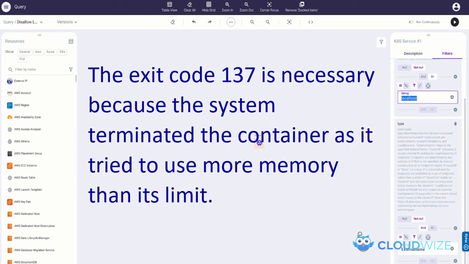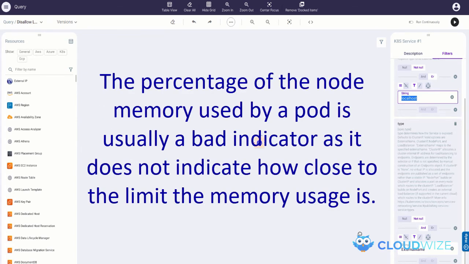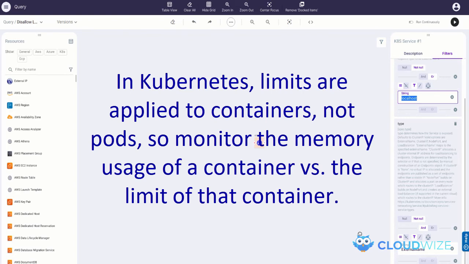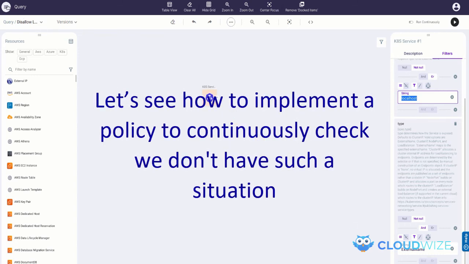The exit code 137 is necessary because the system terminated the container as it tried to use more memory than its limit. To monitor this, you always have to look at the use of memory compared to the limit. The percentage of the node memory used by a pod is usually a bad indicator as it does not indicate how close to the limit the memory usage is. In Kubernetes, limits are applied to containers, not pod, so monitor the memory usage of a container versus the limit of the container. Let's see how to implement a policy to continuously check we don't have such a situation.